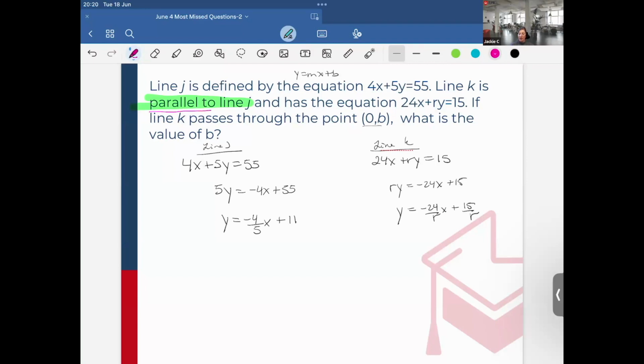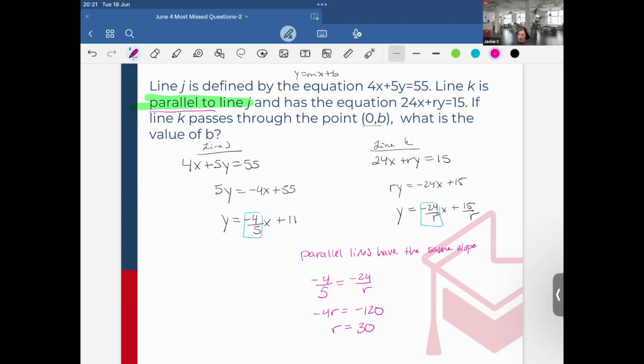Okay, so remember, parallel lines have the same slope. So that means I can take their slopes and set them equal to each other to determine what r is. I know I'm not asked for r, but this will come in handy. So -4/5 is equal to -24 over r. So -4r is equal to 24 times 5, which is 120. Divide everything by -4. And this will give me that r is equal to 30.